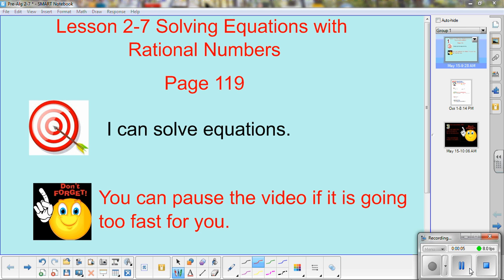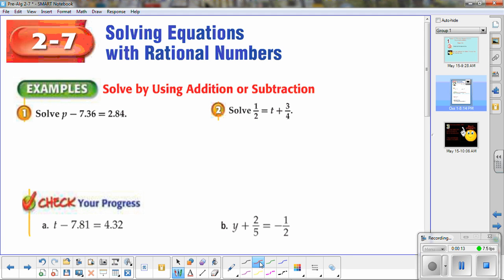In Lesson 2.7, you'll be solving equations with rational numbers. Remember, rational numbers are those numbers that can be written as fractions. In our first example, instead of subtracting 7 and 36 hundredths from p, we're going to add 7 and 36 hundredths. Remember, whatever you do to one side, you have to do the exact same thing to the other side to keep it equal.